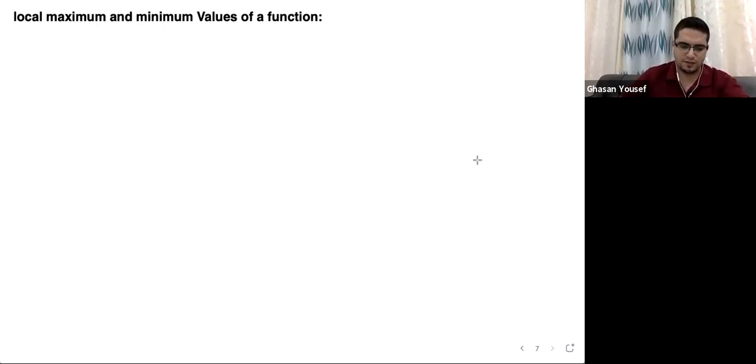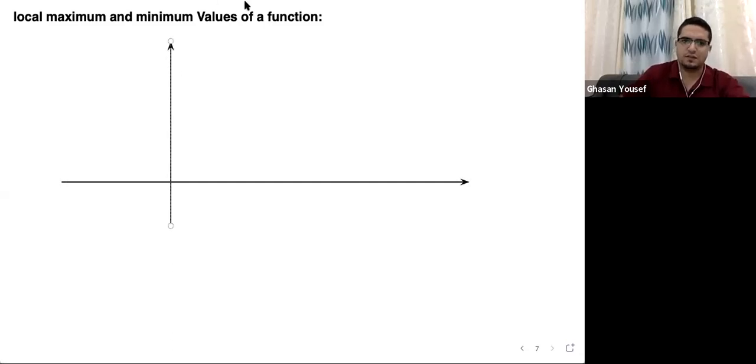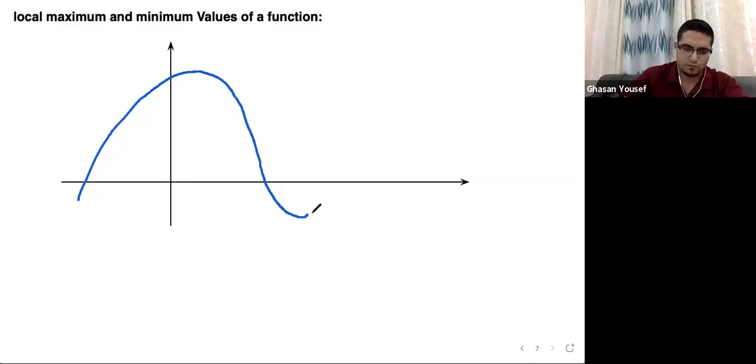So suppose my Cartesian plane is like this, and the function here looks like this: it goes up, then goes down, then goes up, then goes down like this, and that's it.